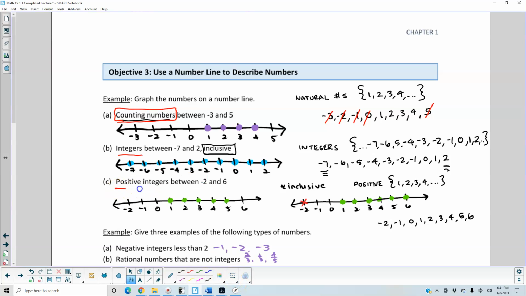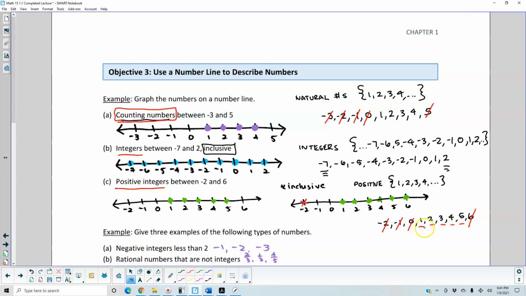So again, we're looking at positive integers, and it doesn't say inclusive, so we cannot include the value of -2. We cannot include -1. We cannot include 0, because none of those three numbers are considered positive numbers. And then the numbers that we can include are 1, 2, 3, 4, and 5. But 6, it's not inclusive, so we have to exclude 6.